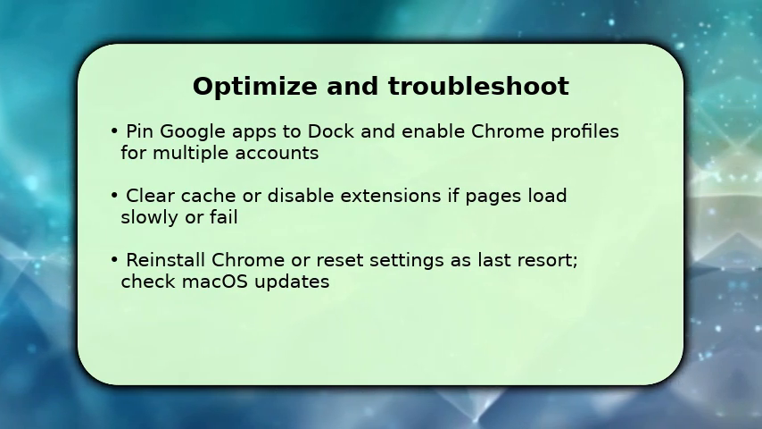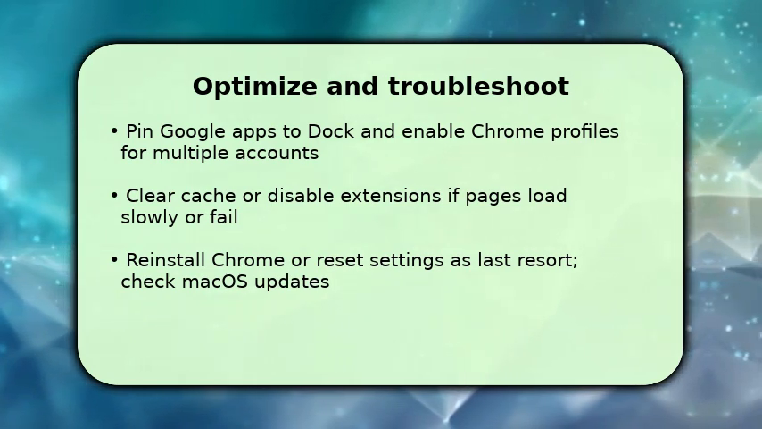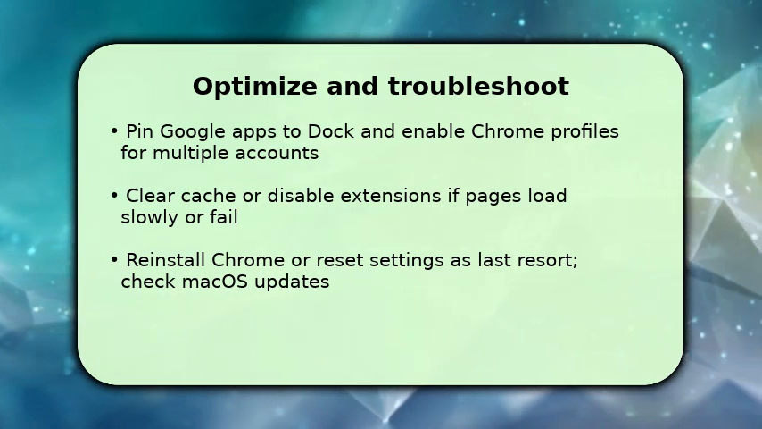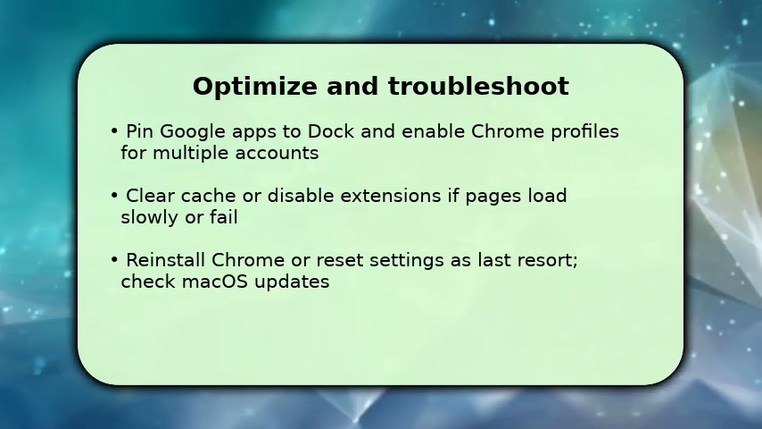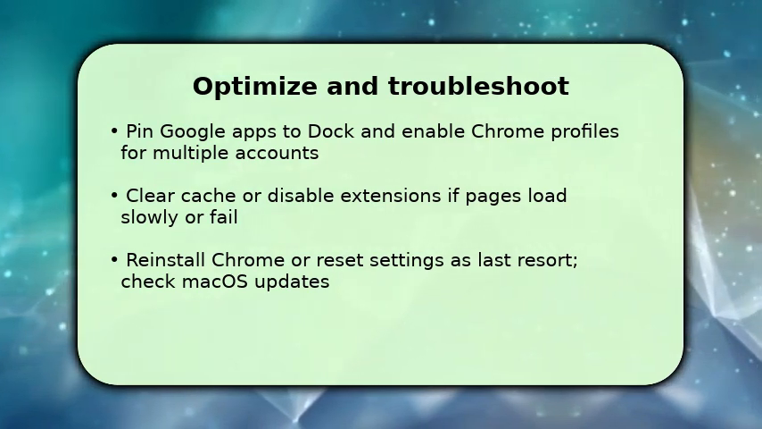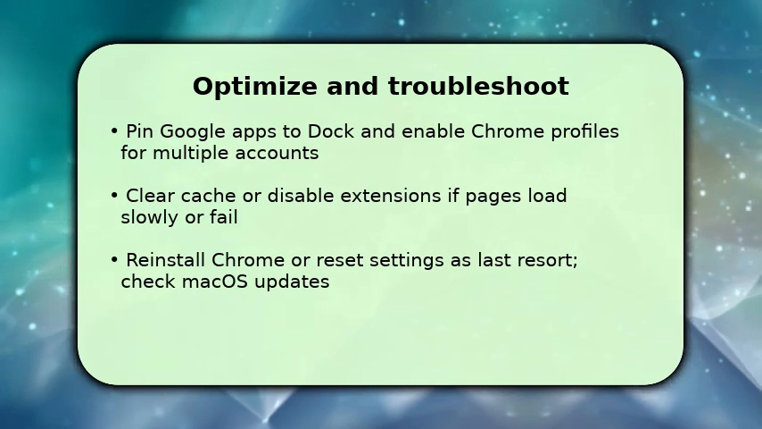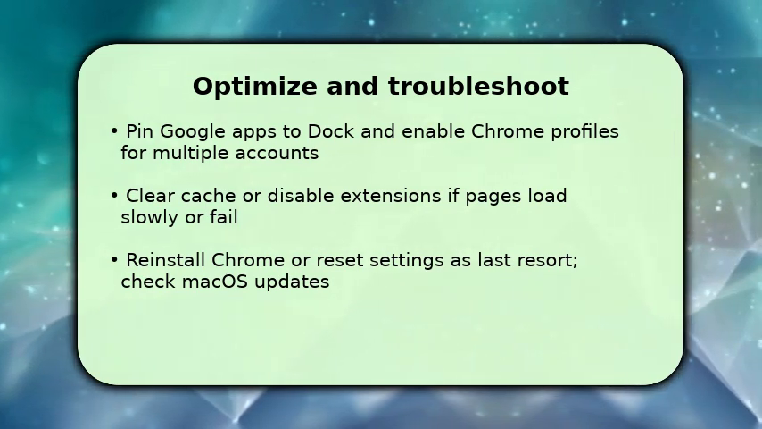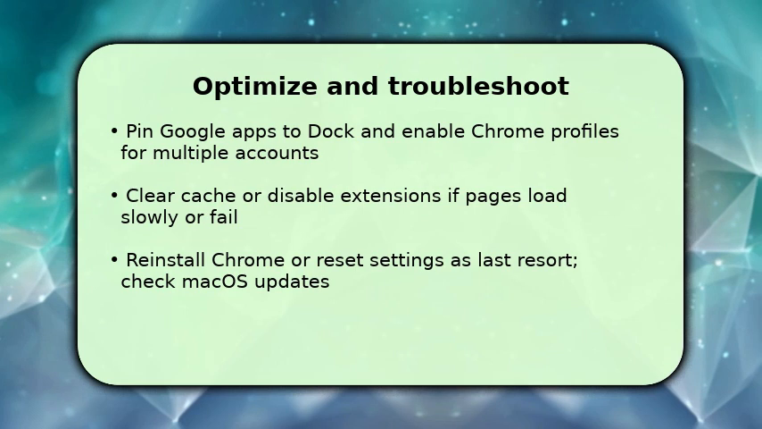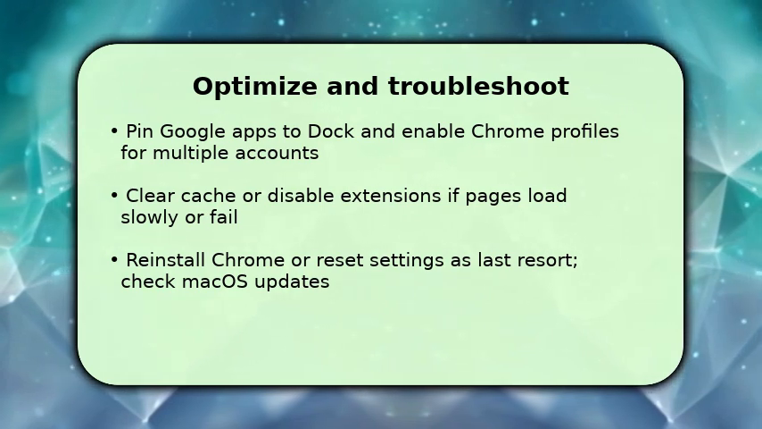If Google pages are slow or fail to load, clear the cache and cookies, then disable extensions to isolate the culprit. Once done, make sure Mac OS and Chrome are updated. Outdated builds cause compatibility problems. If issues persist, reinstall Chrome or reset browser settings to defaults. One key tip: test in an incognito window to determine if extensions or cache are the problem.